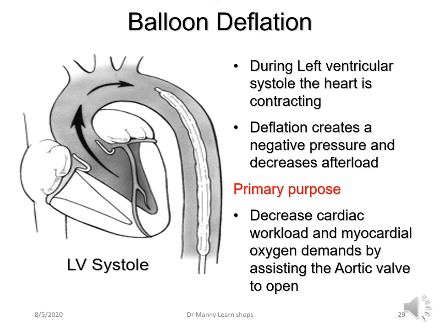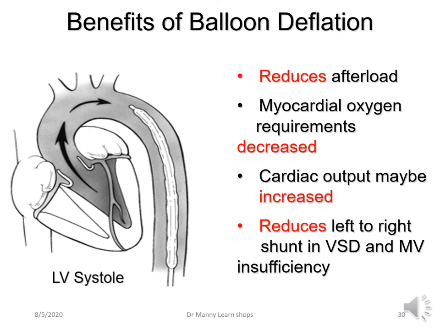It's hard work for the heart to open the aortic valve. And this occurs during left ventricular systole, contraction or emptying of the heart. So the benefits of balloon deflation are, it reduces afterload, which therefore reduces myocardial oxygen requirements. As a consequence of that, cardiac output, stroke volume, the ejection fraction, whatever measurement you want to use, should be increased. And if there are any problems like a ventricular septal defect or mitral valve insufficiency or incompetence, it reduces the left to right shunt. This occurs during left ventricular systole.